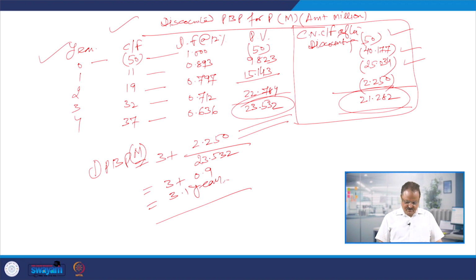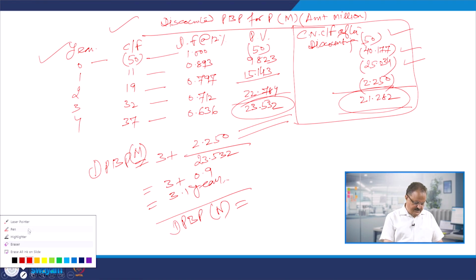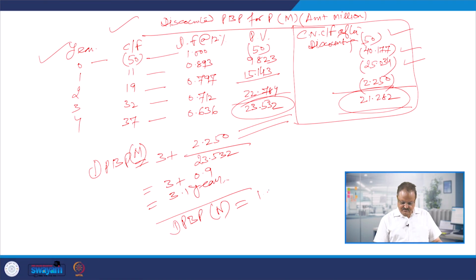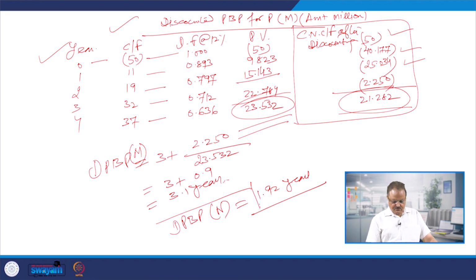And if you apply the same process for project N, the discounted payback period will be something like 1.92 years. There is no problem, it's very simple. So the discounted payback period for project N is 1.92 years. For project M, it is 3.1 years.